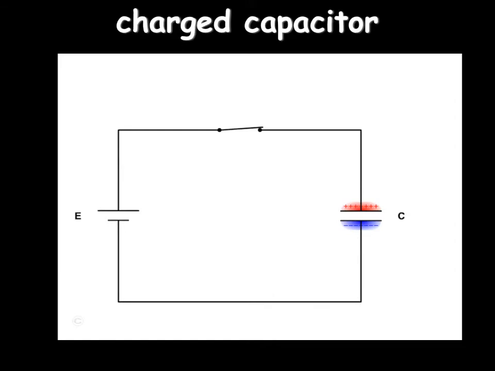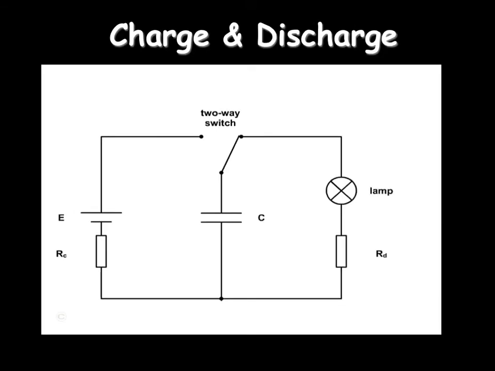Now, when the capacitor is charged and the current has stopped flowing, it stores the charge. You can disconnect it. It will continue to store the charge. Of course, some of it will leak away. But in order to explain it properly, we need this circuit. This circuit has the two-way switch in the top, which explains everything.